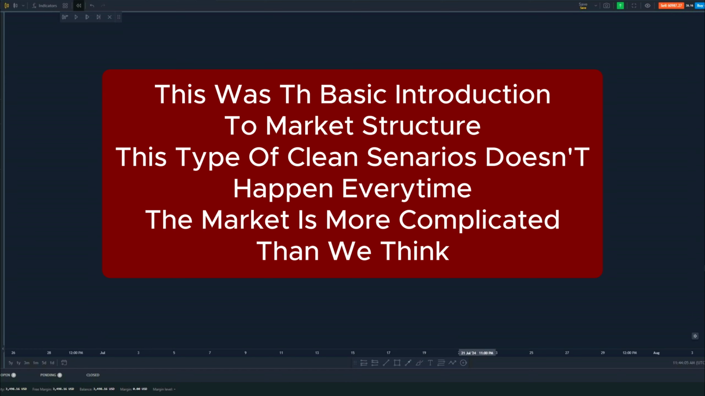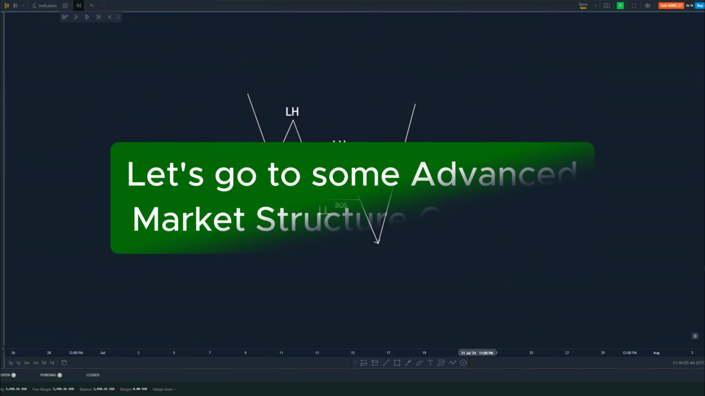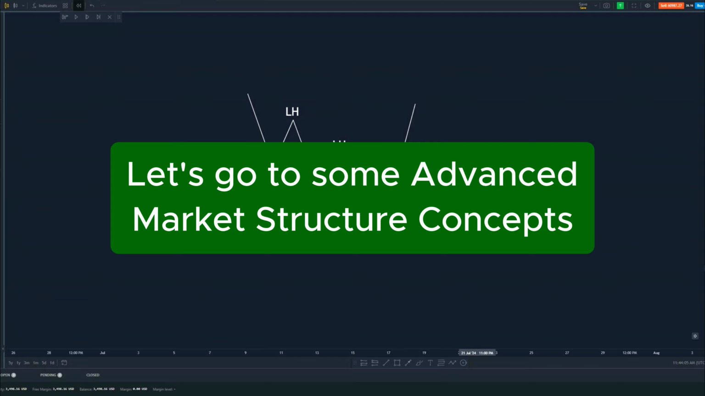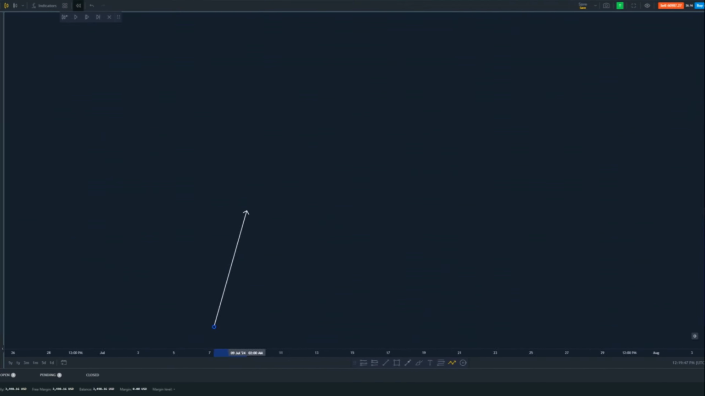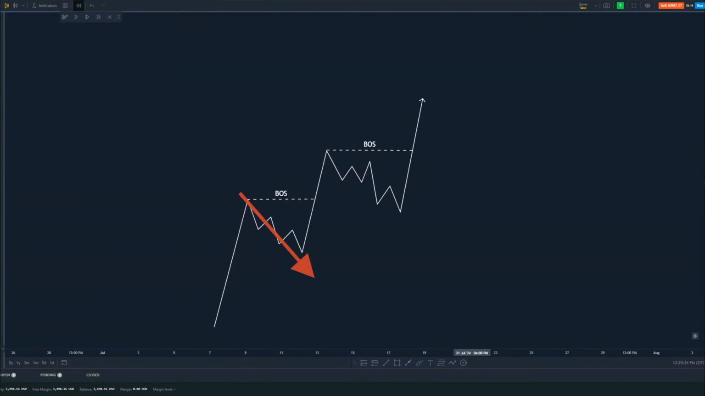This type of clean scenario does not happen every time. The market is more complicated than we think it is. Let's go to some advanced market structure concepts. This is the most realistic uptrend structure that happens in the market. When price comes back for a pullback, it does not come in a straight line. It comes like this, making internal structures.